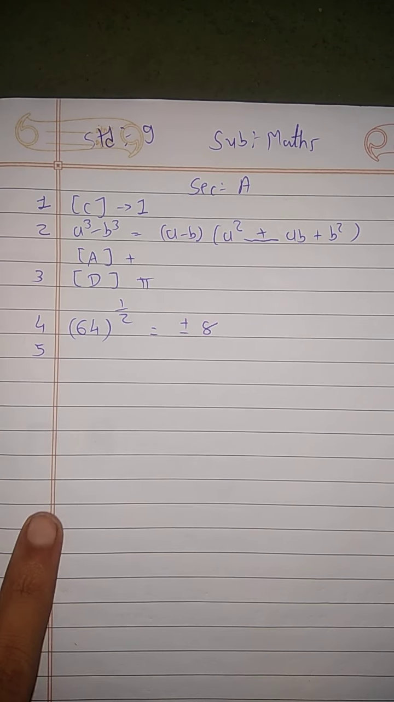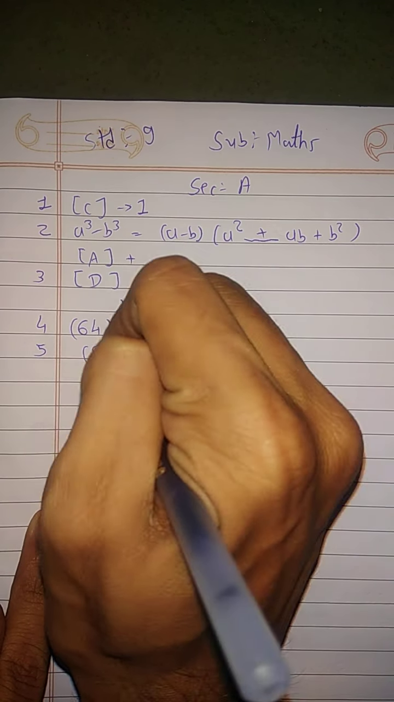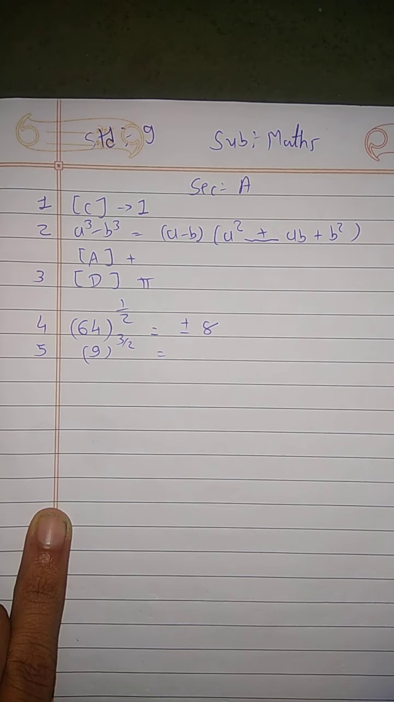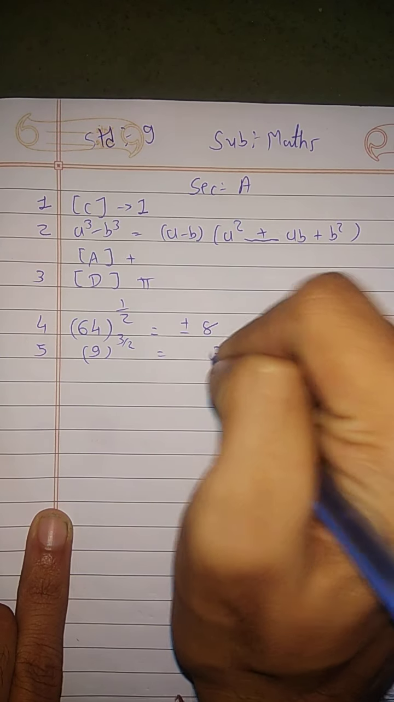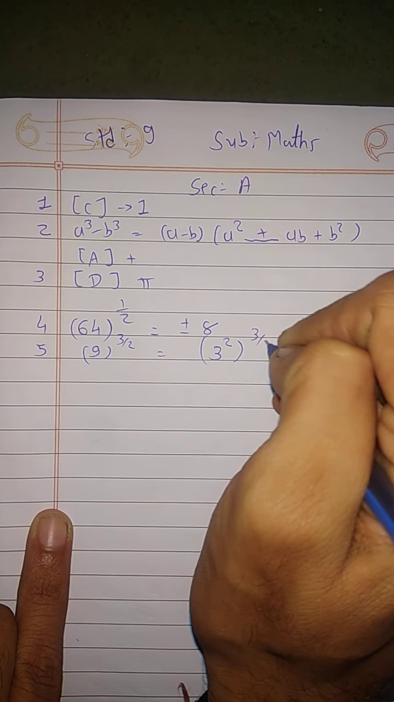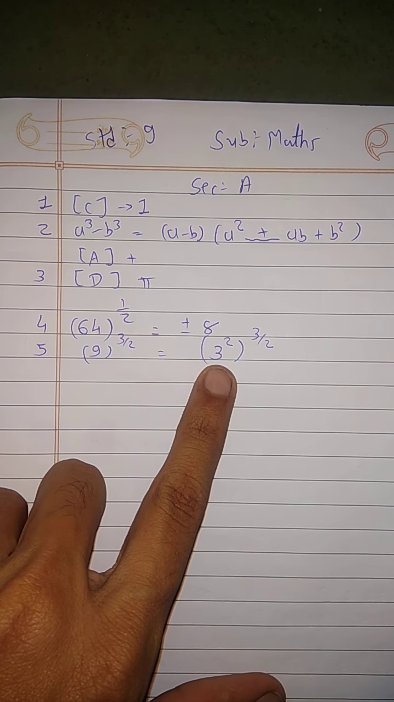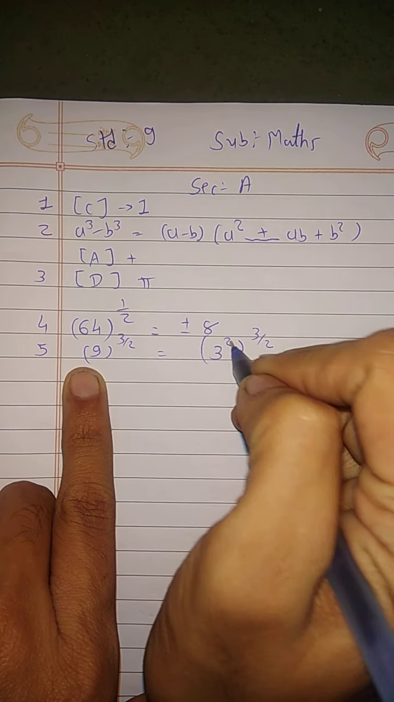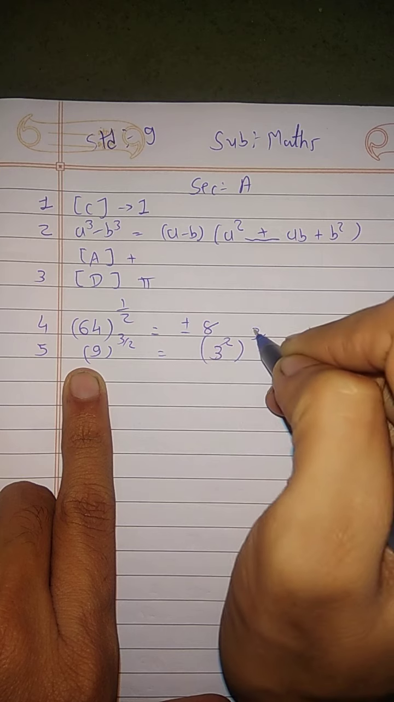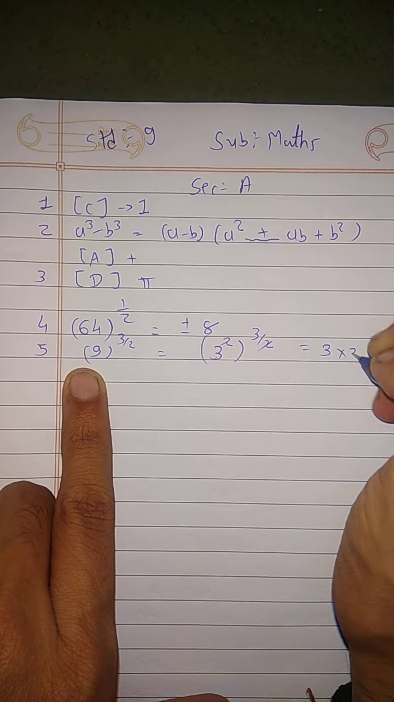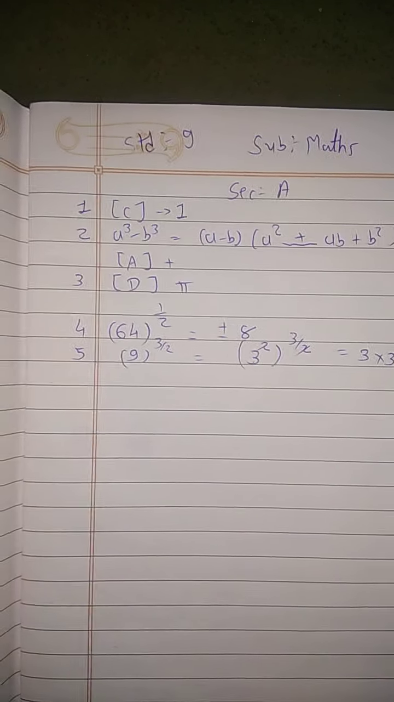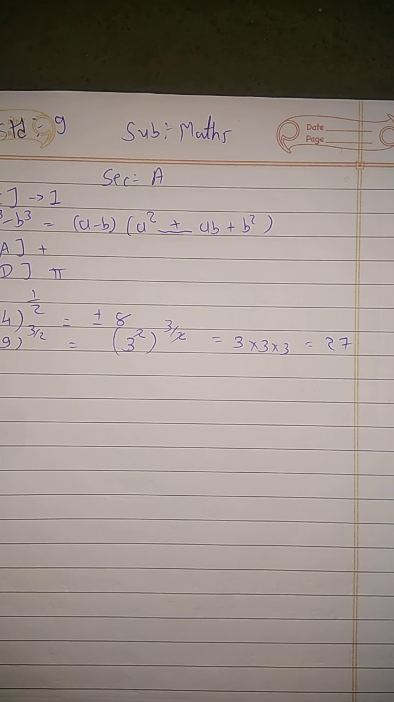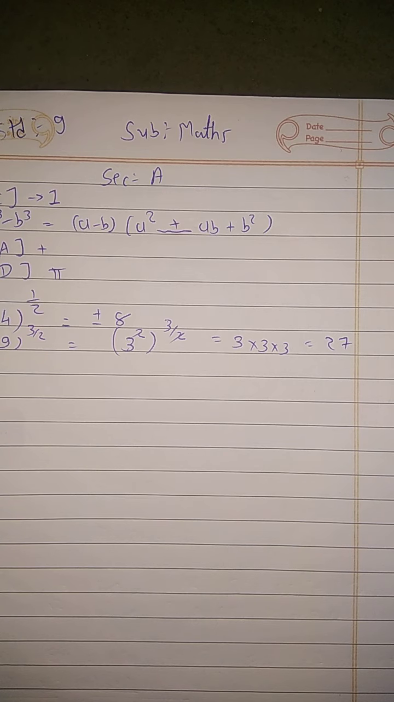After that, the fifth question is 9 raised to 3 by 2. In place of 9 we can write 3 square, because 3 square is 9. Now we can cancel the 2, so 3 raised to 3, that means 3 times 3 times 3. 3 3s are 9, 9 3s are 27. So here our answer is 27.